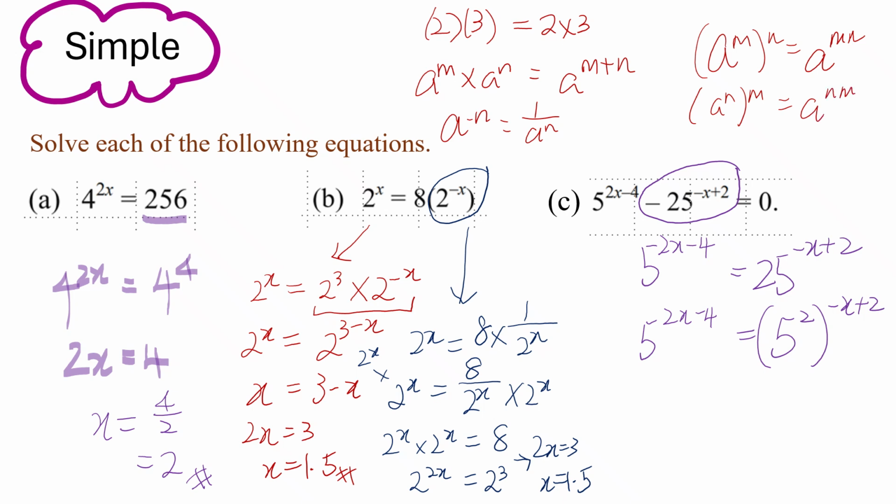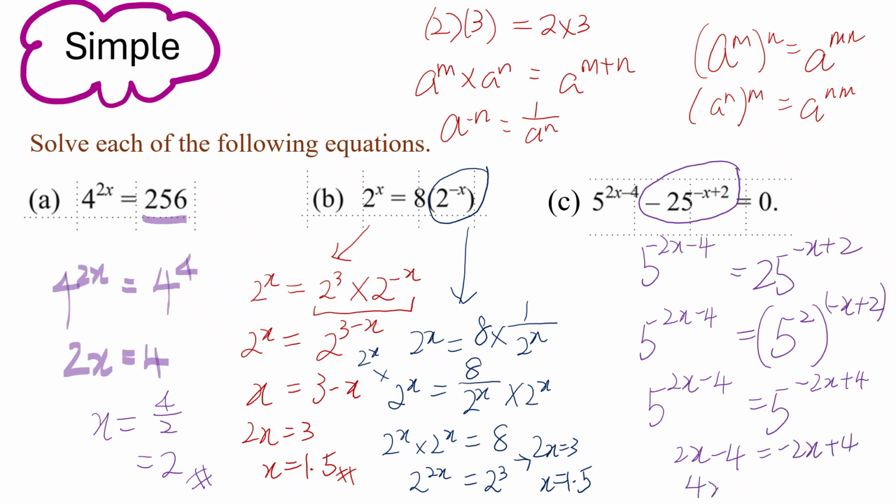Okay, so that will give you a negative. You take 2 multiplied by the bracket. You have to multiply them because bracket means multiplication. So 2 times negative x will give you negative 2x. 2 times 2 will be 4. Right, so we can just compare your power.